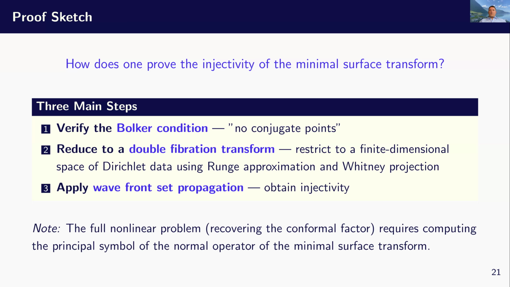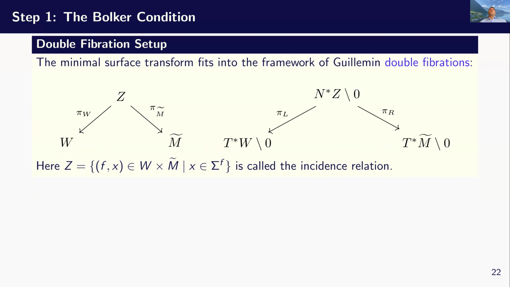And before we go to the proof, let me note that the full nonlinear problem, which was recovering the conformal factor, actually requires one to compute the principal symbol of the normal operator to the minimal surface transformation. So that is a quite a bit more involved proof, but the main ideas are actually in this linearized setup. Okay, so let's go to verify the Bolker condition.